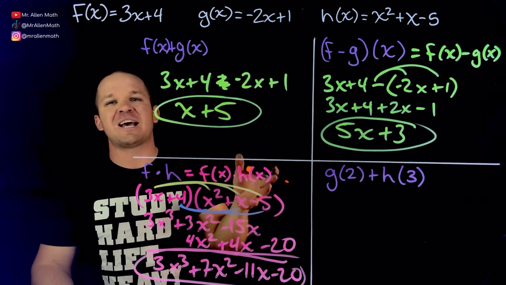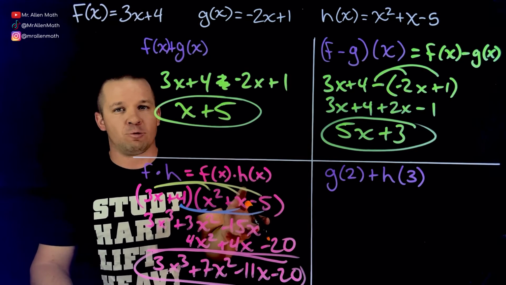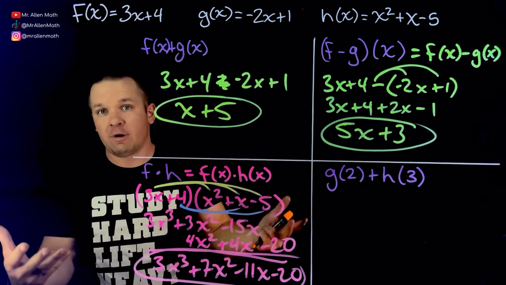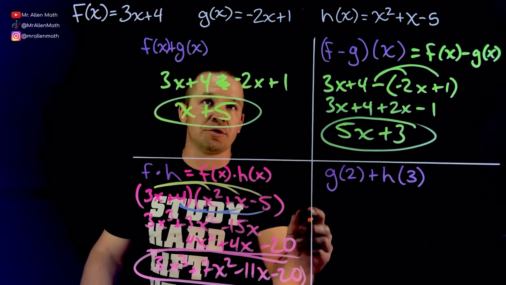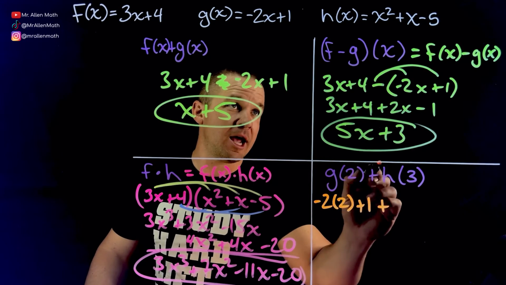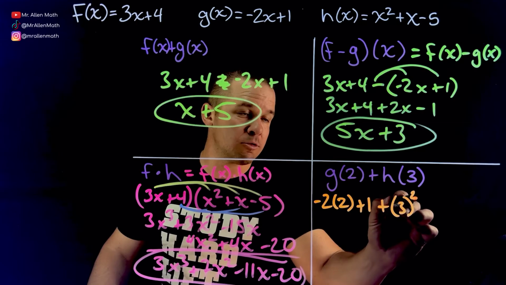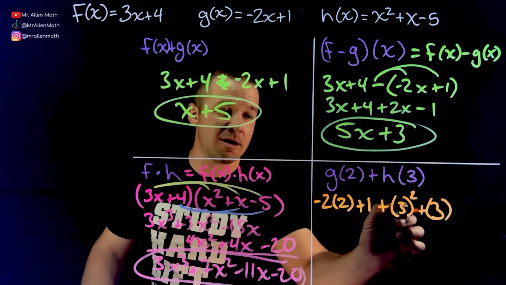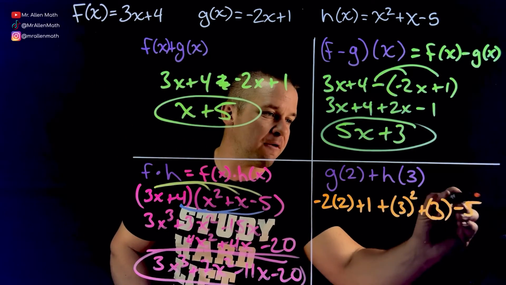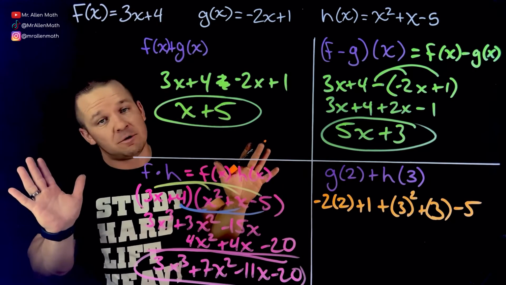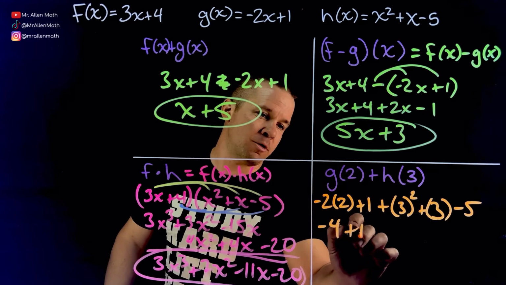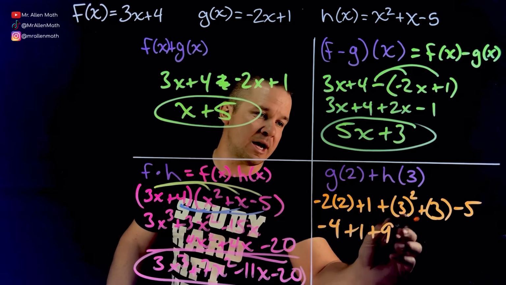All right. G of 2 plus h of 3. So what do we do? Well, I'm going to plug 2 into my g function, and I'll plug 3 into my h function, evaluate, and just add it all up. So for g of 2, I'm going to have negative 2 times 2 plus 1. And then for h, I'll put 3 in the parentheses, so 3 squared plus 3 minus 5. I don't really need parentheses there, but I like to put parentheses anytime I'm substituting to show that I've done the substitution, okay? That's just my preference. You don't have to do that. It's up to you. This is my video, though, so I'm going to do what I want to do. All right. Here I've got negative 4. Over here, plus 1 still. Then we have plus 9. 3 squared is 9. Plus 3 minus 5.